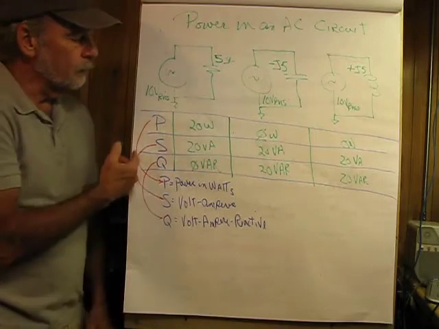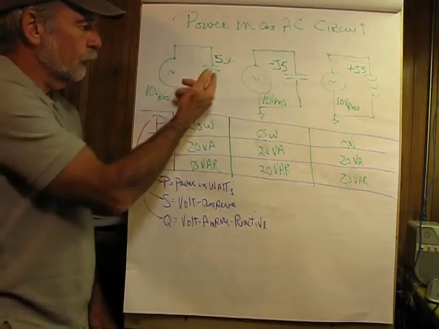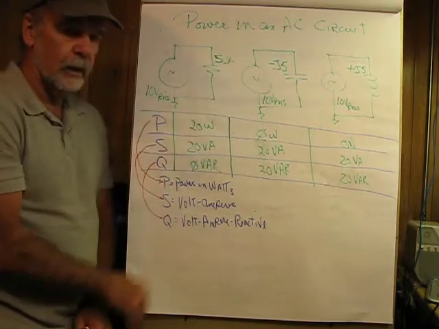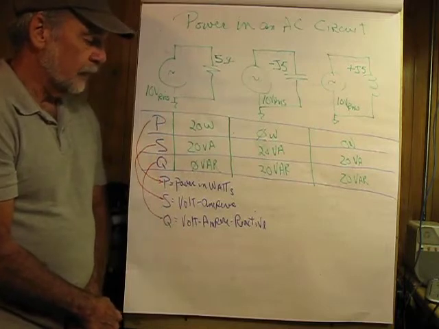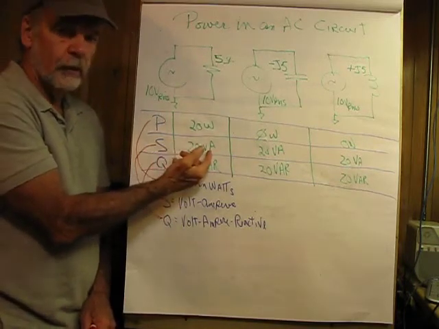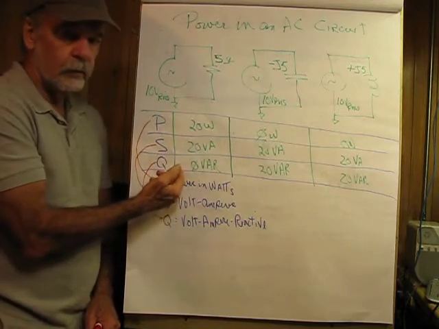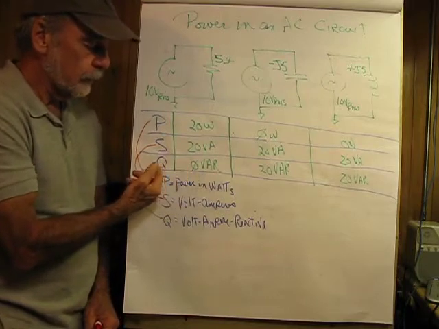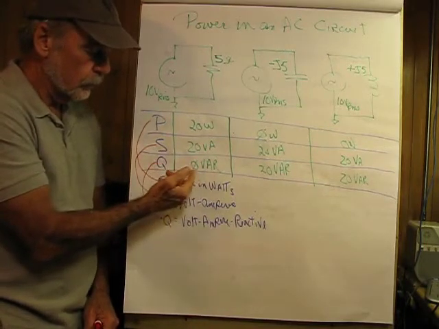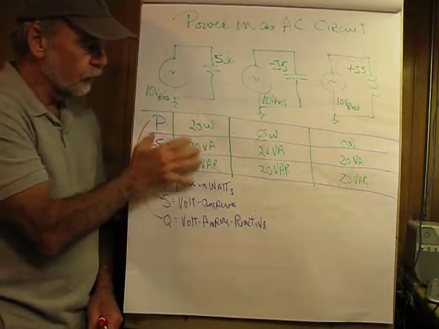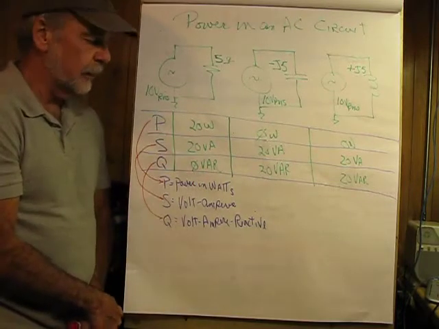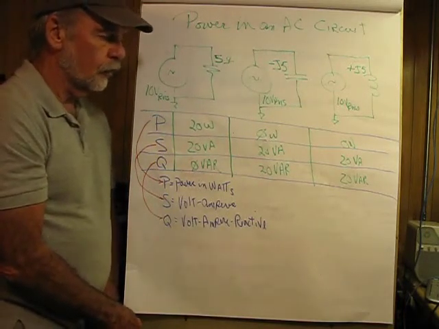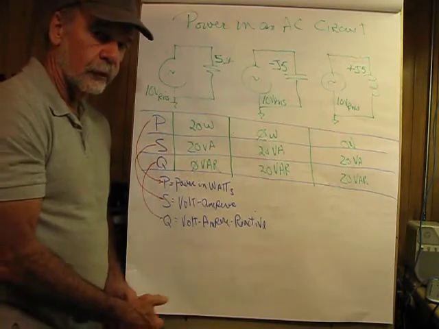So if we start with power in a resistive circuit, it's simply 10 volts across 5 ohms, so 2 amperes is flowing. 2 amperes times 10 volts is 20 watts. 2 amperes times 10 volts is also 20 volt amperes. But since 0 power is being stored, the reactive power Q is 0 VAR. So this isn't storing anything. It's dissipating 20 watts.